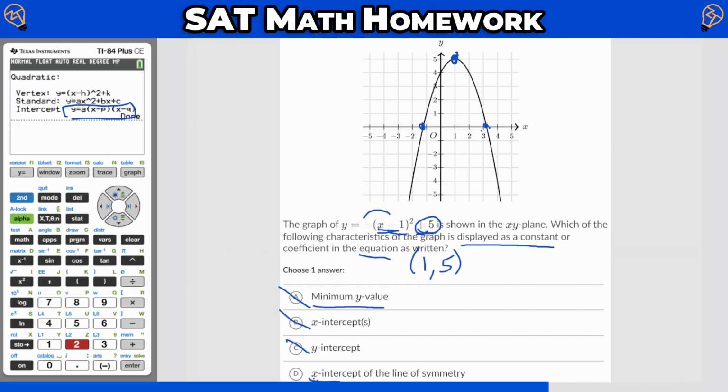Now, the wording here is a little bit weird, but the thing to know is that in the vertex, the x-coordinate is always the same as the axis of symmetry. So if I go to x equals 1 and draw a vertical line, you see how we have the axis of symmetry? So it is the line or axis of symmetry. To be honest, I've never really heard it said as the x-intercept of the line of symmetry, but I guess it makes sense. It is crossing at 1 along the x-axis. So that makes the correct answer option D.